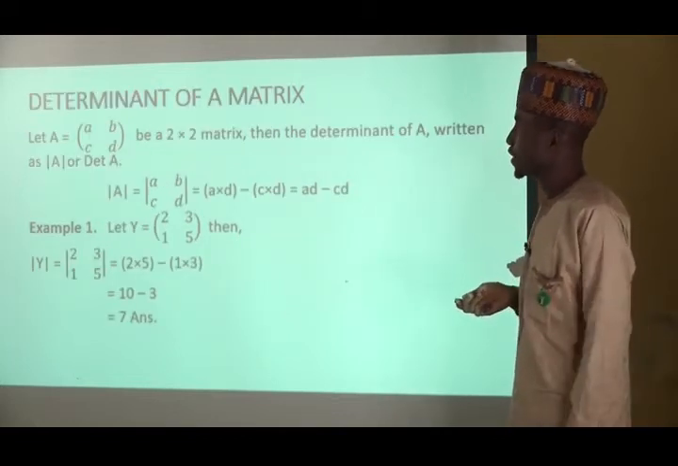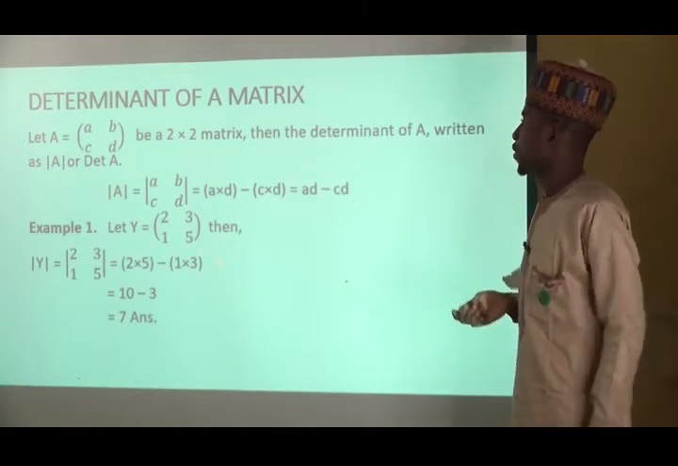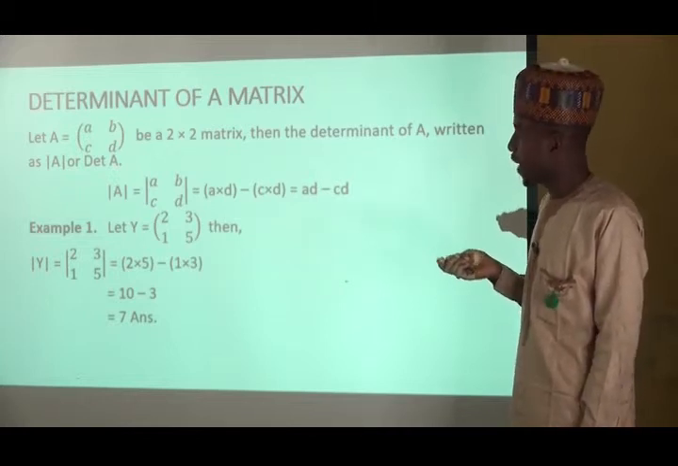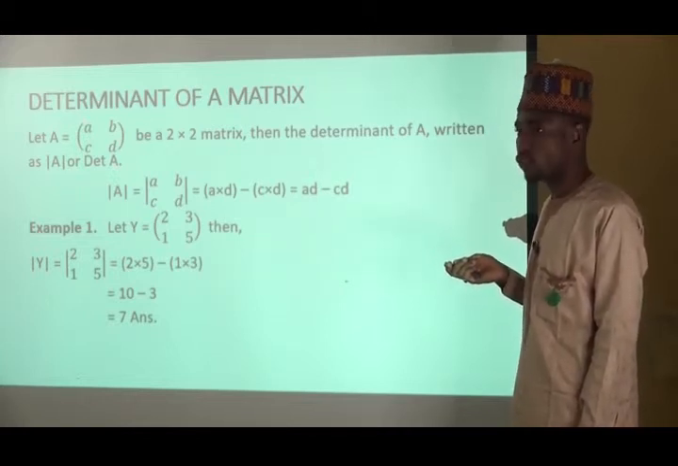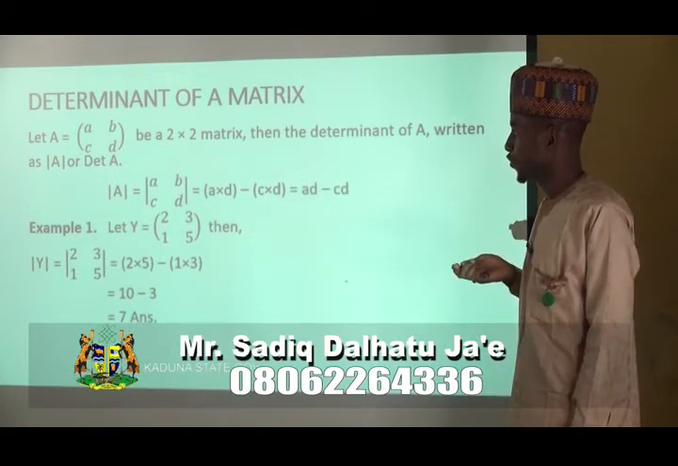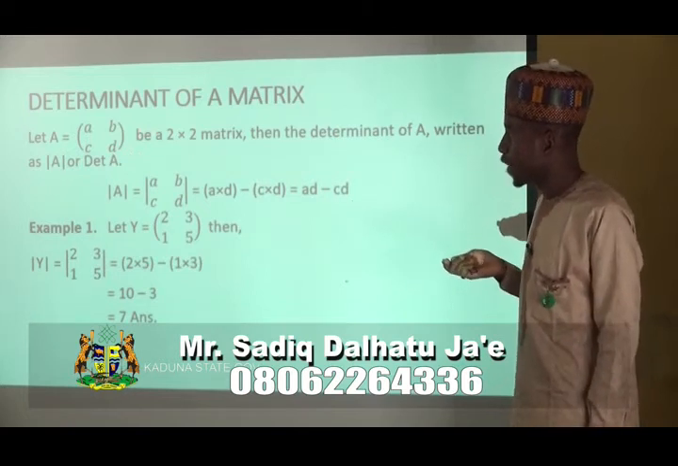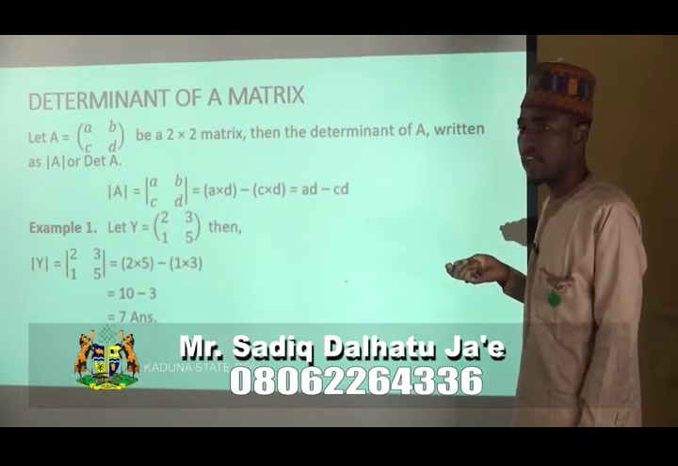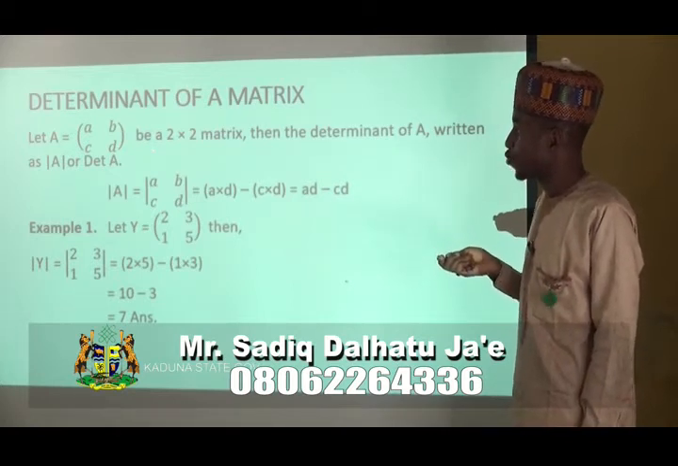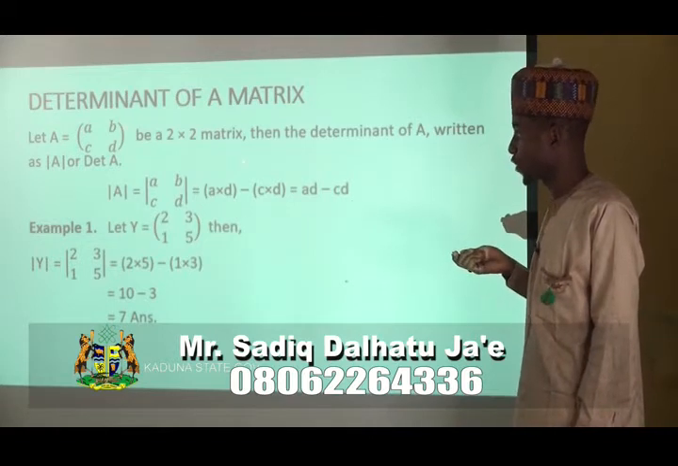Next is to see the determinant of a 2 by 2 matrix. We said let A be a matrix with elements in the first row a, b, and second row c, and d. This is a 2 by 2 matrix. Remember, in the first class I explained what a 2 by 2 matrix is. A matrix with 2 rows and 2 columns is referred to as a 2 by 2 matrix.